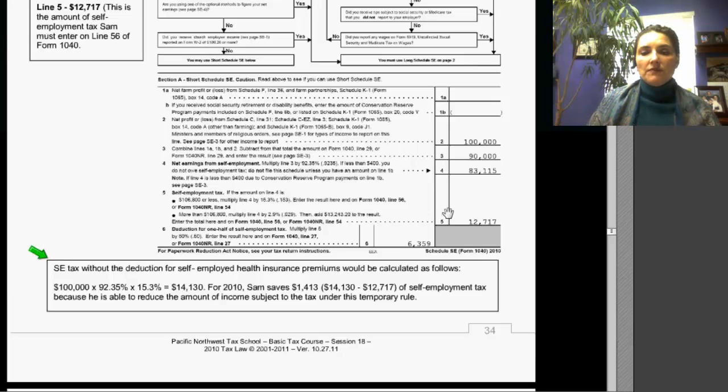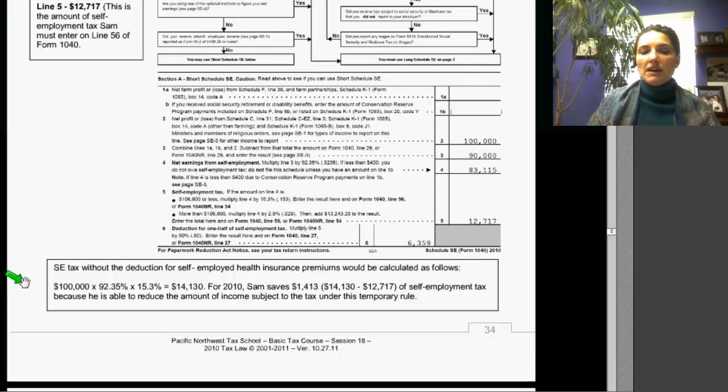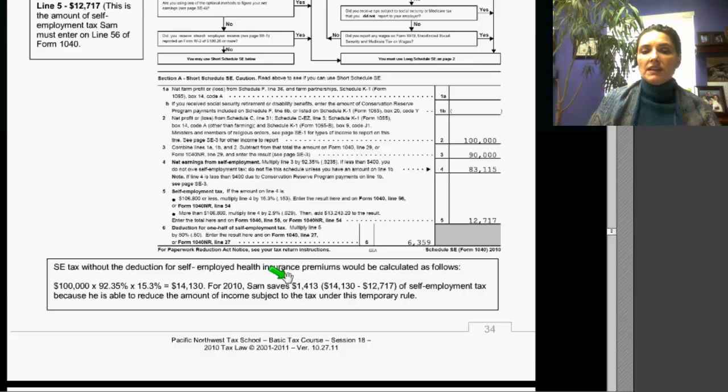Because if you look at the figuring we did here, we came up with a self-employment tax for Sam McGee of $12,717. But let's just see what would happen if we figured his self-employment tax on $100,000 rather than on $90,000. We would take $100,000, multiply that by 92.35%, multiply that by 15.3%, and that would give us self-employment tax of $14,130. Well, that is $1,430 less than the amount shown on line 5 when he does get to deduct his self-employed health insurance premiums. So for 2010, there was definitely a very significant one-time benefit in place that allowed for that self-employed health insurance deduction.